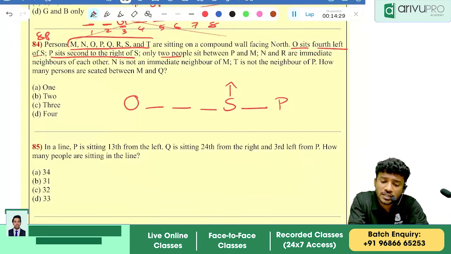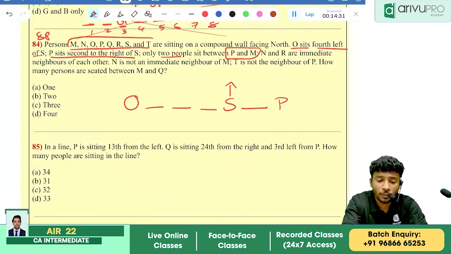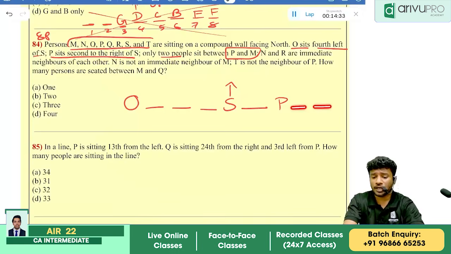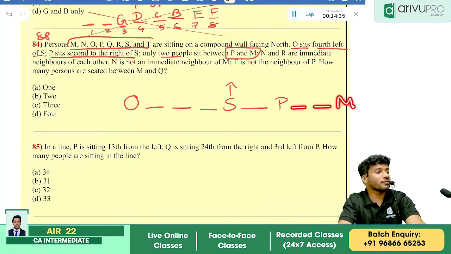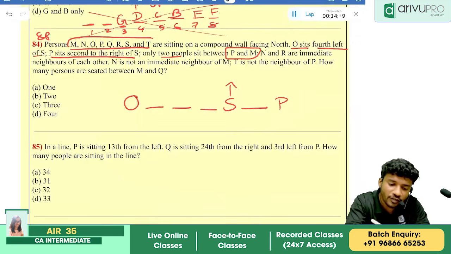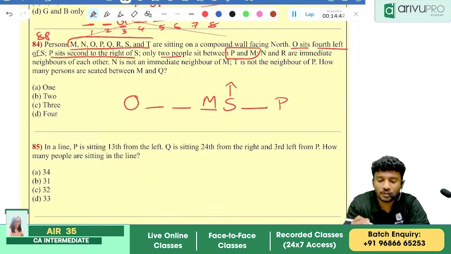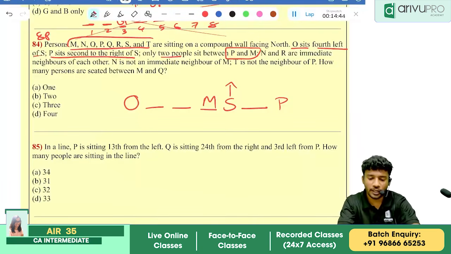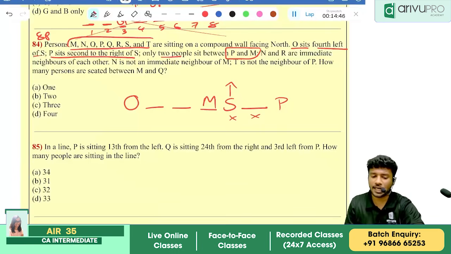Only 2 people sit between P and M. Only 2 people sit between P and M. Can I put M over here? No, the number of people will be more than what? 8. That is not possible. Then where will you put M? M will be next to, yes. Only 2 people sit between P and M.